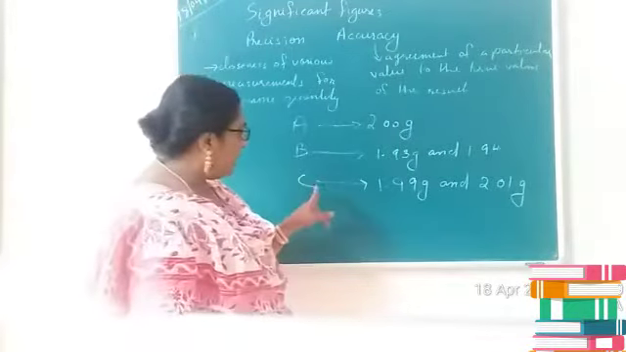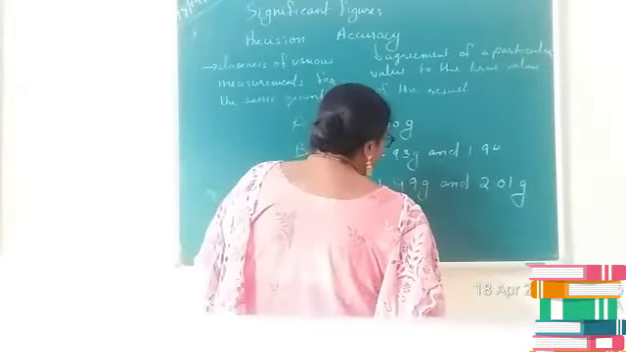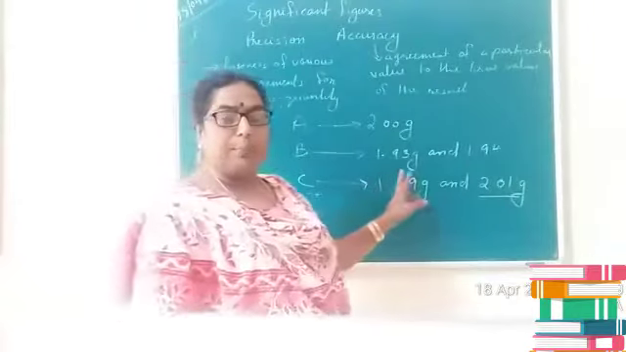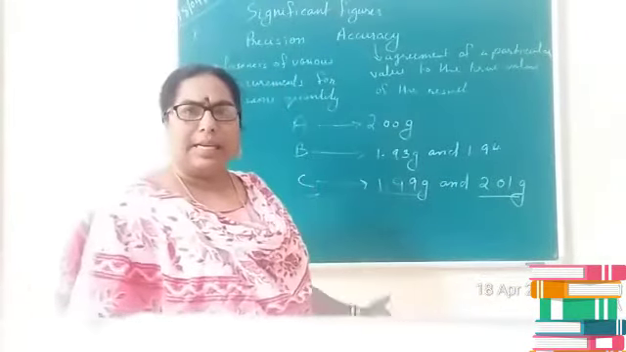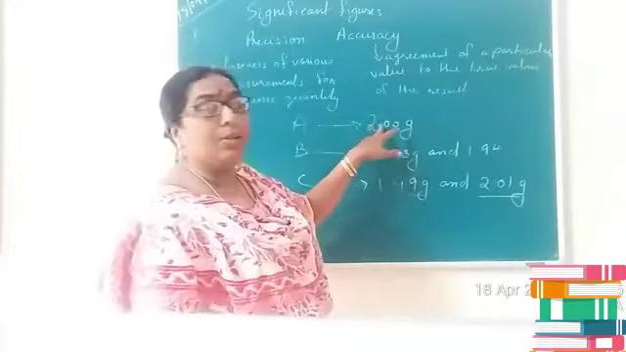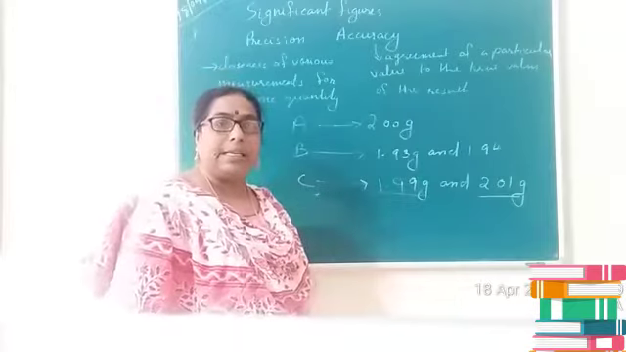On the other hand, you consider the value of C. Here we can see that in the case of C, the values are precise. Okay, 1.99 and 2.01, in both cases it is approximately equal to 2, so the values are accurate also. Is it clear children, the difference between precision and accuracy?